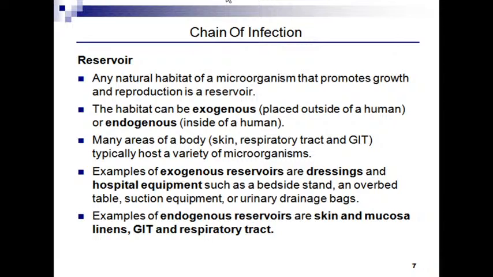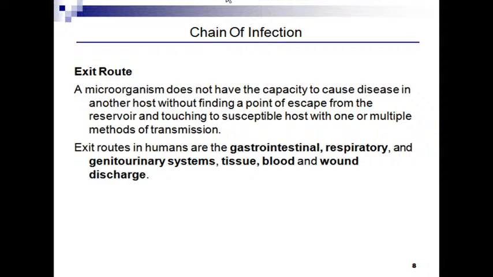Many areas of the body, for example skin, respiratory tract and gastrointestinal tract, typically host a variety of microorganisms, gram-positive and gram-negative. Examples of exogenous reservoirs are dressings and hospital equipment such as a bedside stand, an overbed table, suction equipment, or urinary drainage bags. Examples of endogenous reservoirs are skin and mucosal linings, gastrointestinal tract and respiratory tract. Naturally, these sites are a habitat for infection. We have a lot of saprophytic microflora present in these sites that protect us from transient flora, from pathogenic infection.